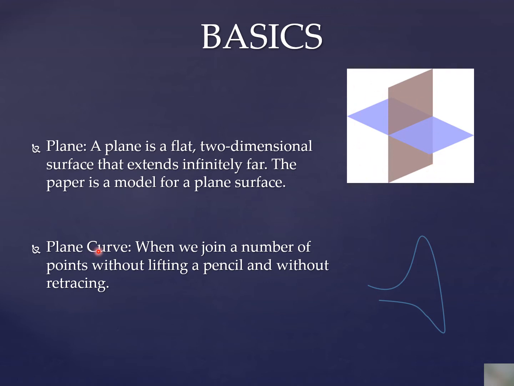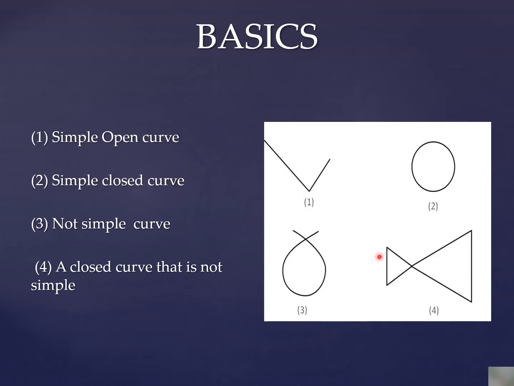Then what is a plane curve? When we join a number of points without lifting a pencil and without retracing, that is called a plane curve. Here you can see a small figure of a plane curve. Now there are some different examples for a curve. There are different types of curve basically. So if you see here, one is a simple open curve.